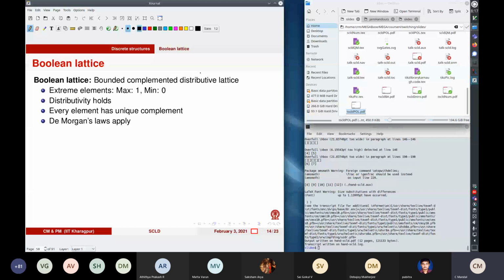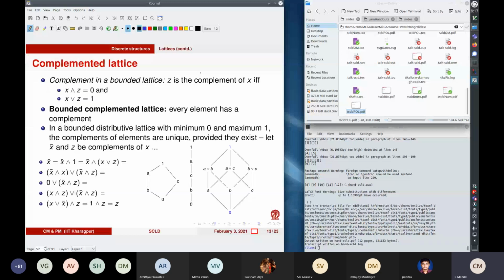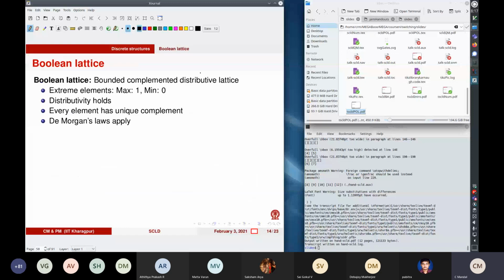So let us start with Boolean lattices. Boolean lattices are bounded distributive complemented lattices, or you can put them in any order. Boolean complemented distributive lattice. So they satisfy all the properties. So very well behaved lattices actually. Because they are bounded, they'll have extreme elements. So the max may be called 1, and the min may be called 0.